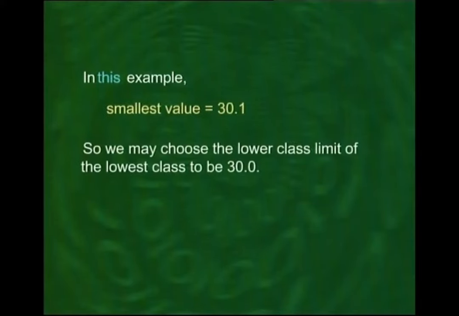So as you can now see on the screen, is example mein hamari smallest value thi 30.1. So students, we can in this case start our first class from the number 30.0. Yani 30.1 se thoda piche ek convenient round number se hum start kar lete hain, and that is 30.0. Ab jab humne ye dono baatein decide kar li ke the lower class limit of our first class is going to be 30.0 and the class interval of each class is going to be 3, then it becomes very simple.